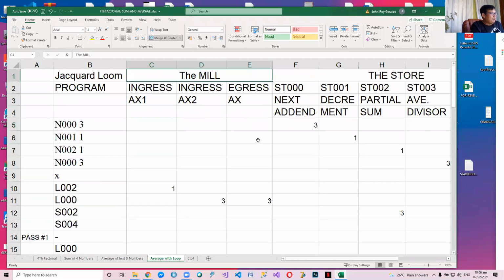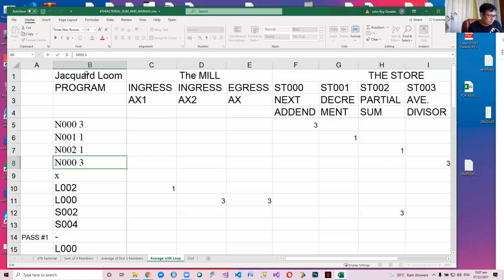The good thing about this loop version is that we can use this program to compute the average of any set of numbers. We just change the 3 to the desired number. For example, if you want to compute the average of the first 10 numbers, just make it N003 and then N000. This is not 00, this is N003. I'm sorry. Okay, because that's our average divisor.